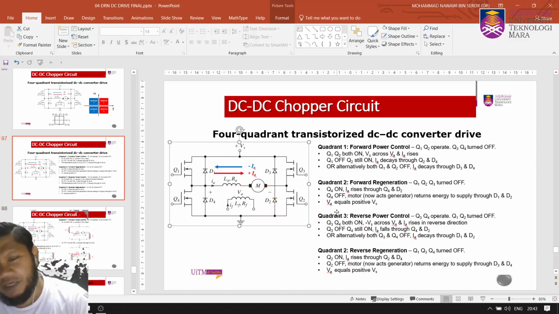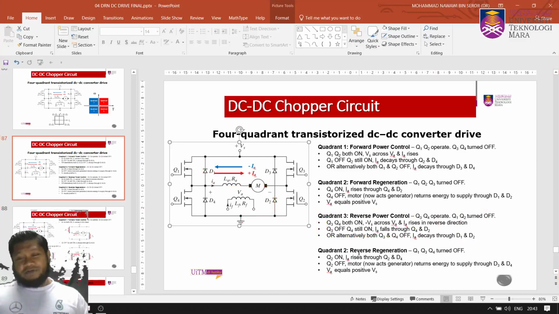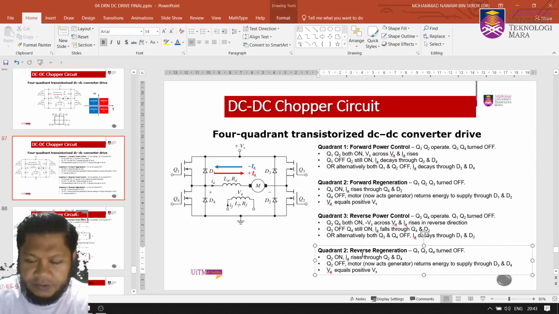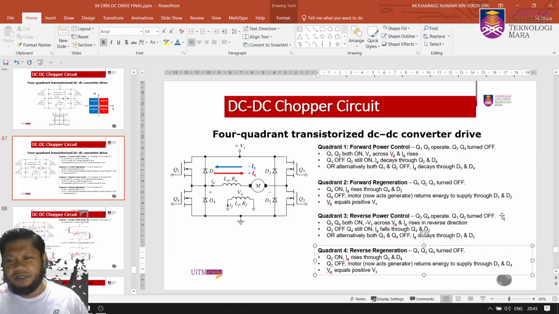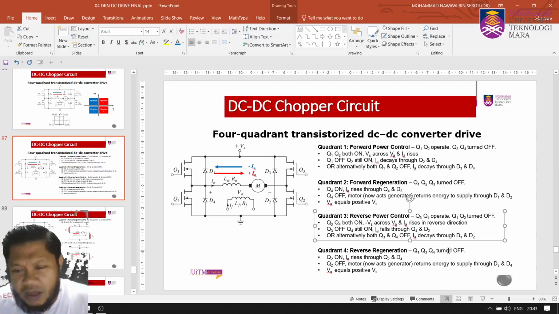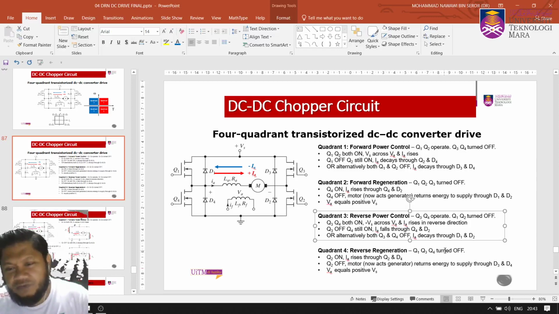Okay, I hope you can figure out quadrant. Oh, sorry, this is quadrant 4. Alright, this is quadrant 4 here. So in quadrant 4, Q1, Q3, Q4 are all off. Then you need to let Q2 on. So current starts to rise through Q2 and D4.